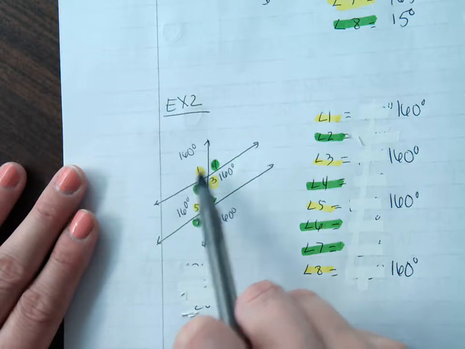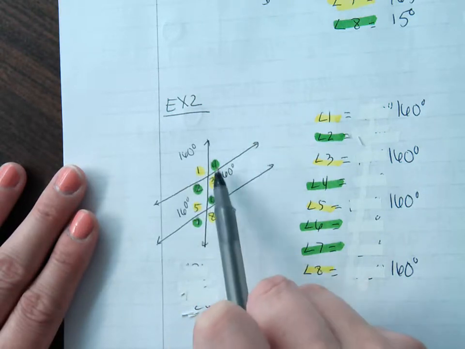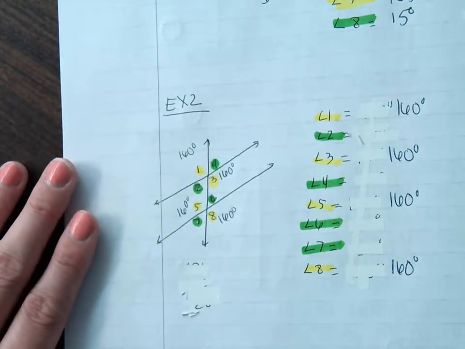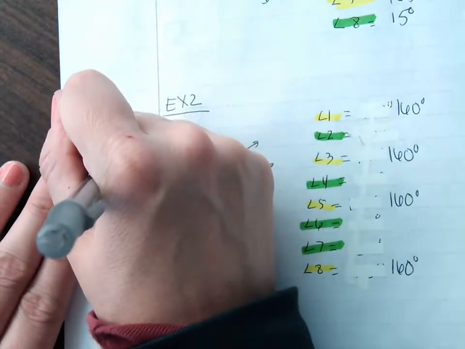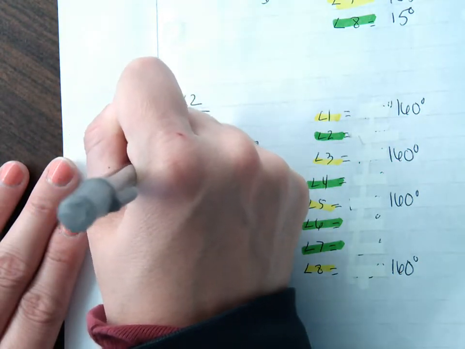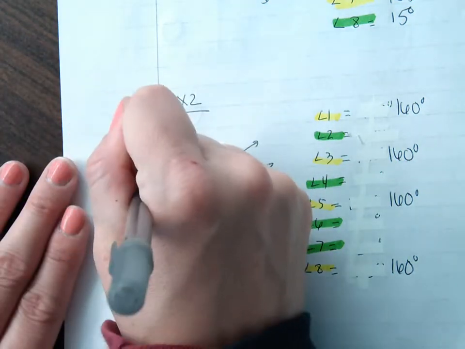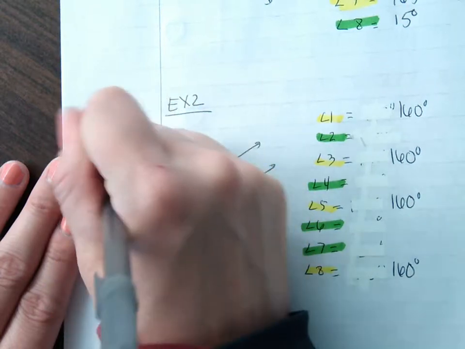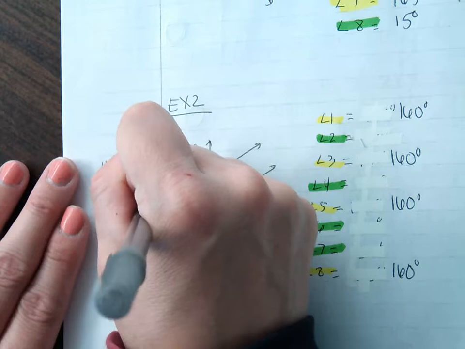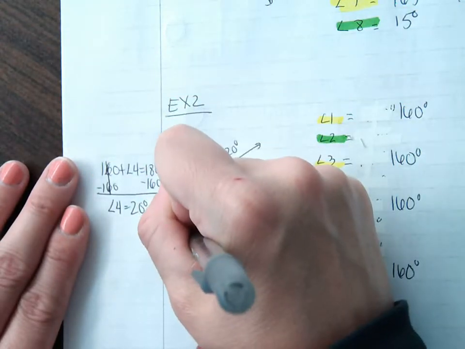We also know that angle 1 and 4 are supplementary angles since they share a side and a vertex. So that means these two angles should add together to give me 180. So I have 160 degrees plus angle 4 equals 180. So we're going to subtract 160 from both sides, and I have angle 4 equals 20 degrees. So that means everything else is 20 degrees.